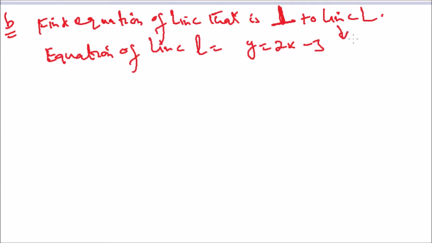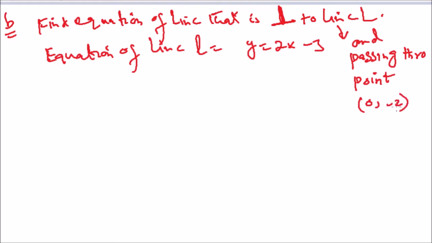There's another thing about this. It's perpendicular to line L and passing through the point (0, 2). This is one more thing given to us. So the line which is required is perpendicular to this line and passing through (0, 2).